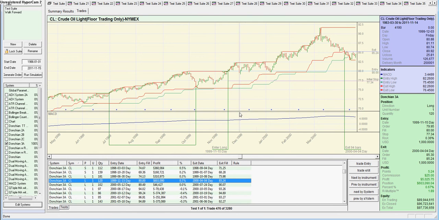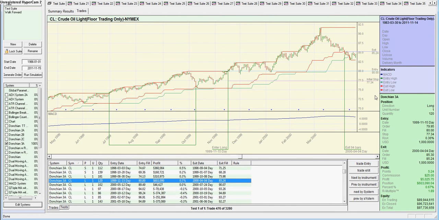And of course we also knew we could go long because our MACD indicator said that the long-term trend in crude oil was bullish, because the 75-day moving average was above the 300-day moving average, which meant that our MACD indicator was positive, which meant that this trade was good to go. So we went long here on the 15th of November 1999, and we held it until April 4th, 2000.